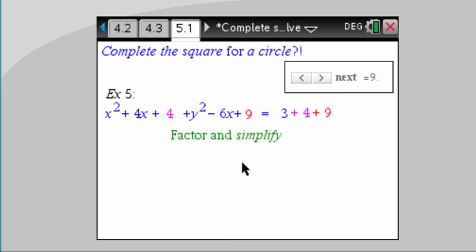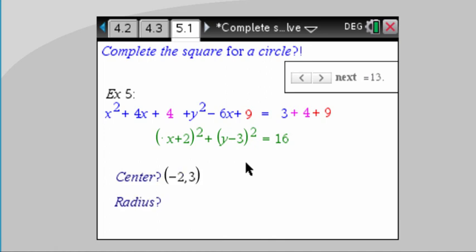Factor on the left. Simplify on the right. That looks kind of weird. Center, -2, 3. Radius, 4. Nice.